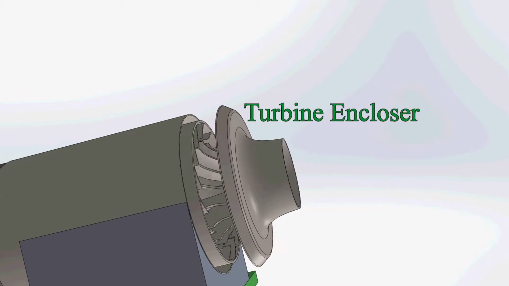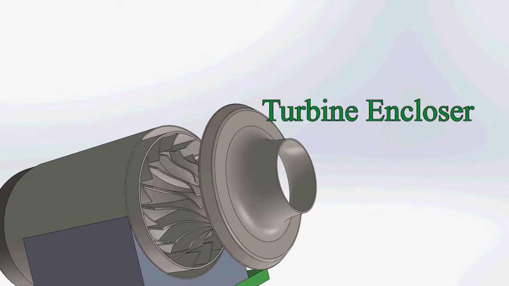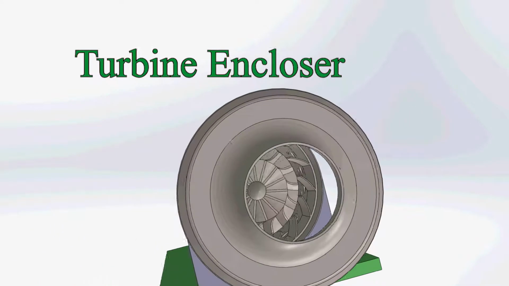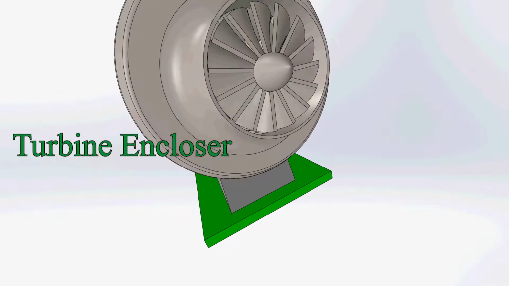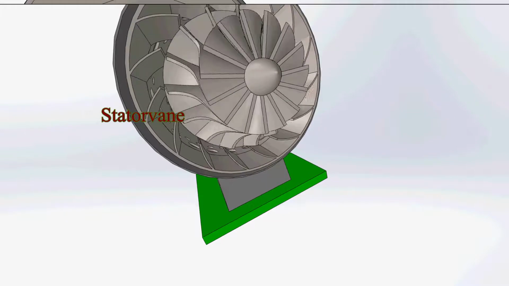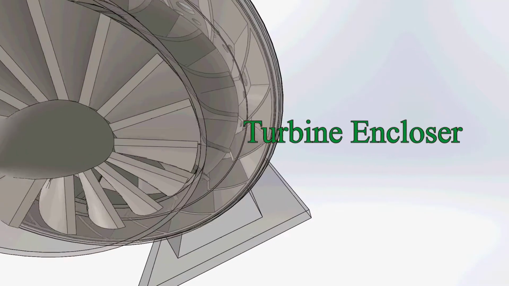Turbine enclosure is one of those components, and it is installed in front of the turbine to surround the turbine so that the gas is allowed to pass only across the turbine. In addition to the turbine, it covers the stator vane where the gas is constrained to escape out of the combustion chamber axially.